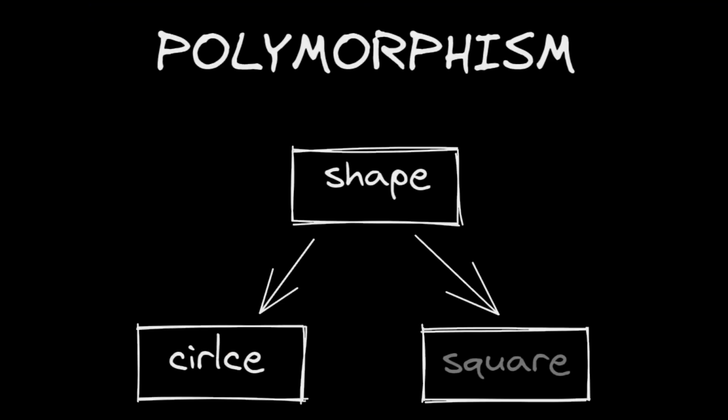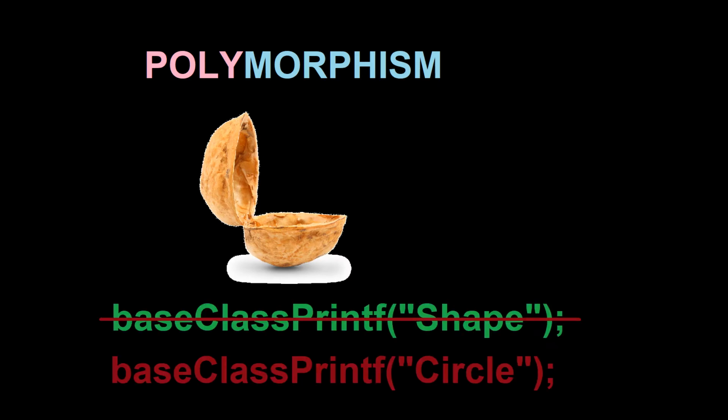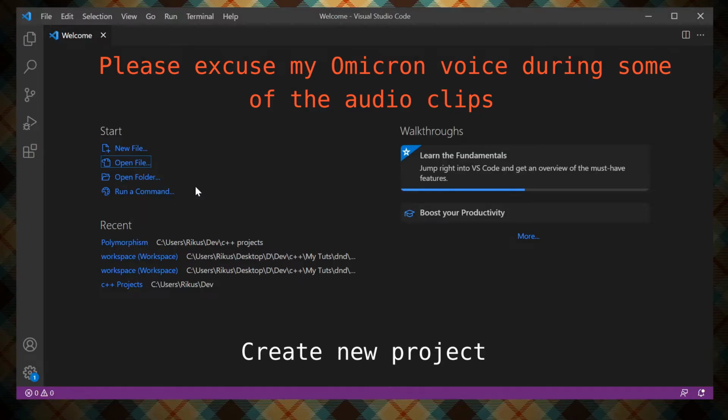I'm Rikus, and this is a very short video to show polymorphism in C++ through the use of an example. Polymorphism, in a nutshell, is when inherited functions are overridden. That's it. Let's get right into the example by creating a new project.